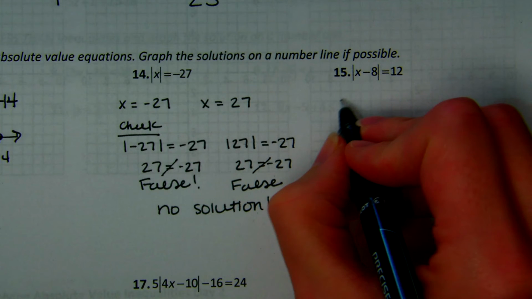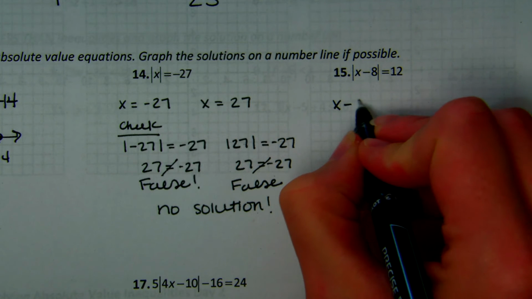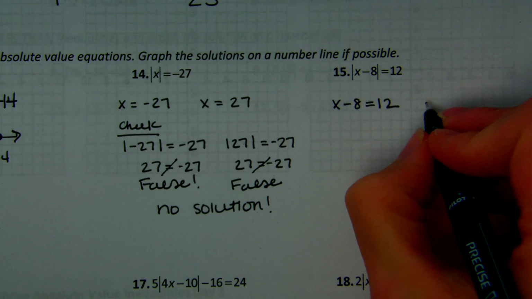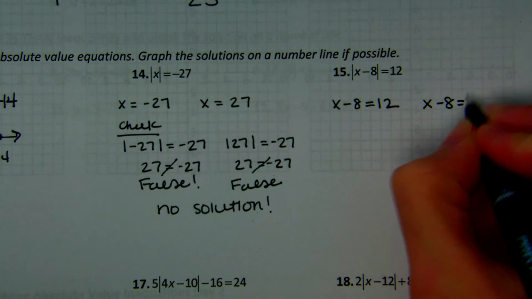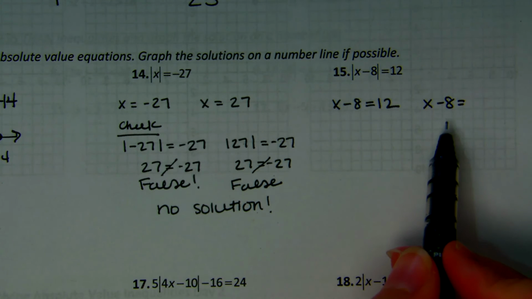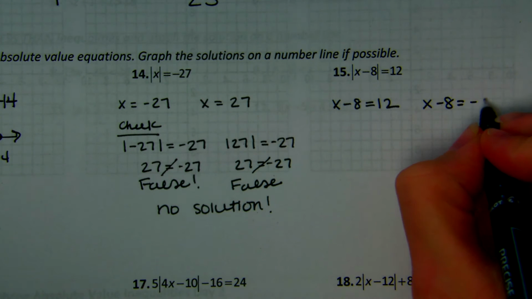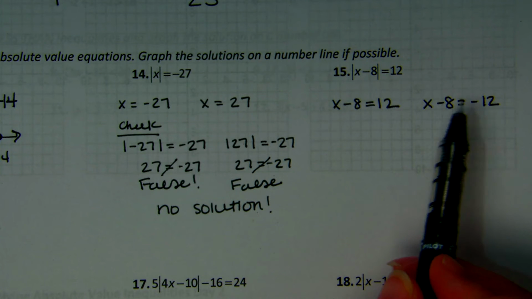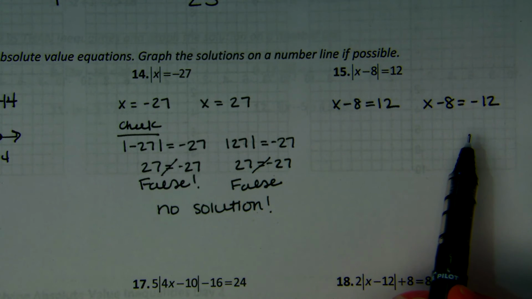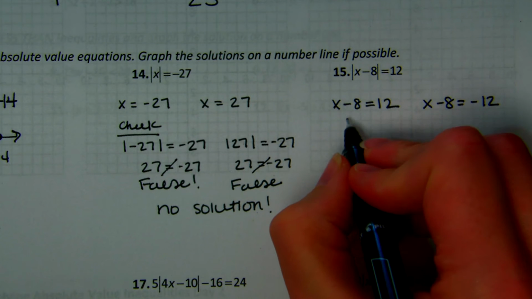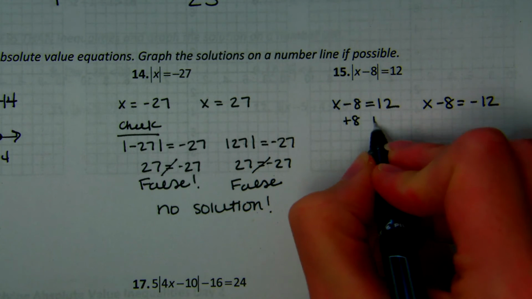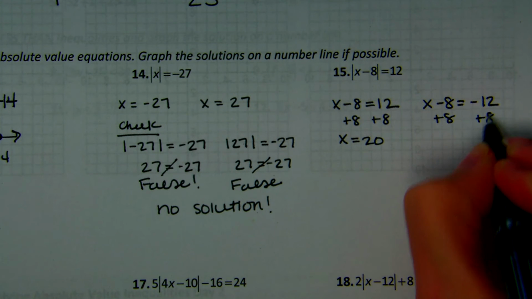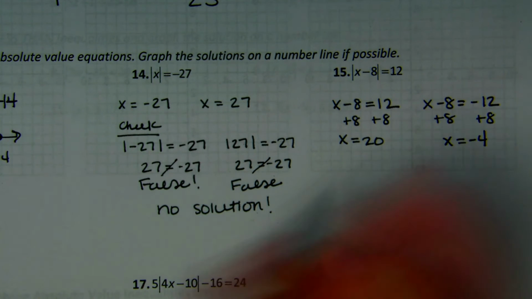So I'm just going to go ahead and write the 2 equations, one exactly as I see it, but without the absolute value. And the second, where the absolute value quantity is the same, x minus 8, but I change the sign of the 12. And so I've got 2 equations. I'm going to come up with 2 solutions. To solve these equations, I'm going to add 8 to both sides, and I get x is equal to 20. If I add 8 over here, I get x is equal to negative 4.